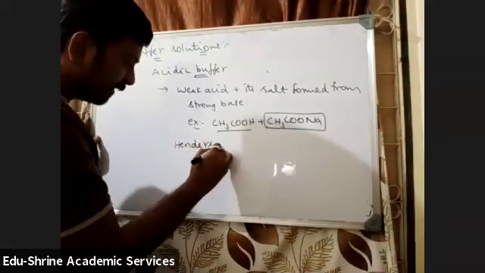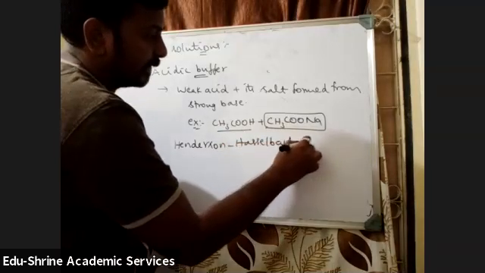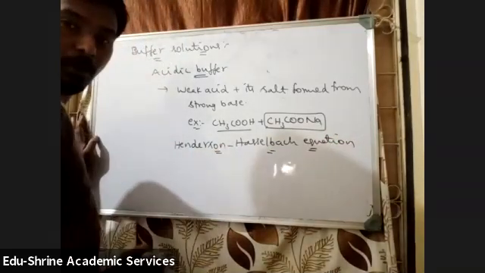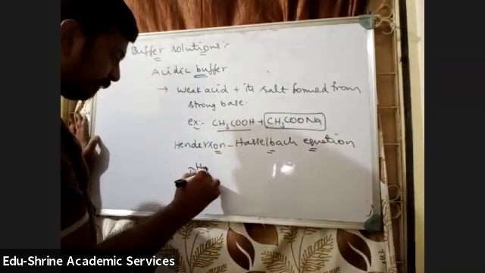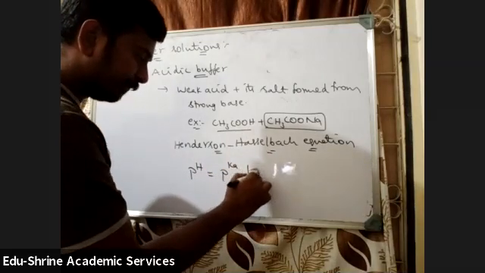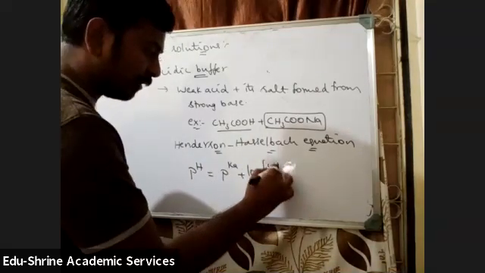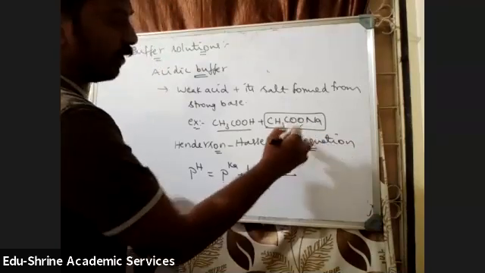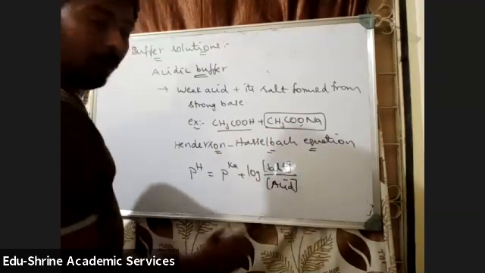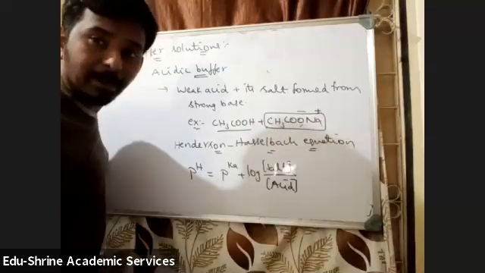Henderson-Hasselbalch equation we call it. So, what is the formula to calculate pH of acidic buffer? pH is equal to pKa plus log of salt concentration by acid concentration. S represents salt. This is a salt, which is CH3COO minus and Na plus.